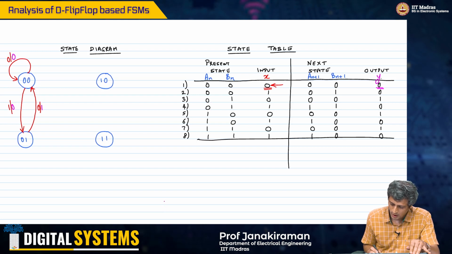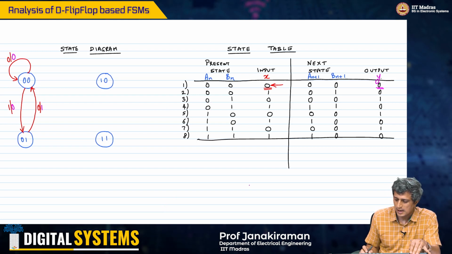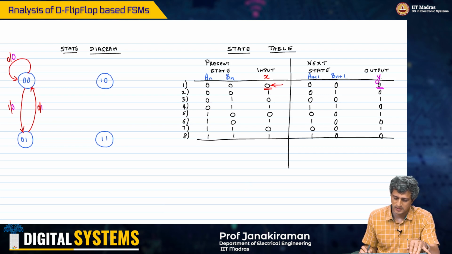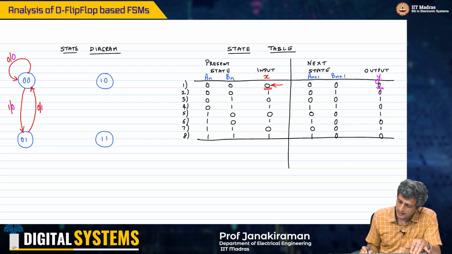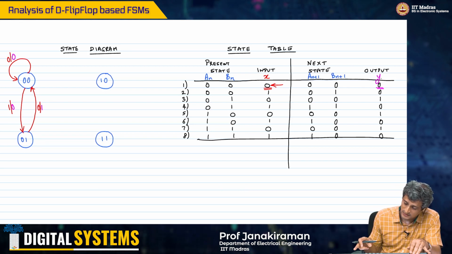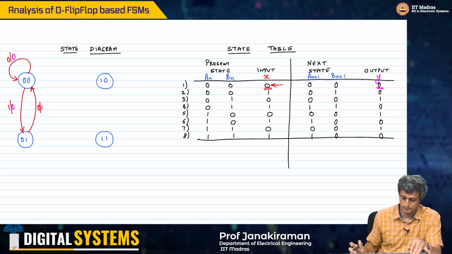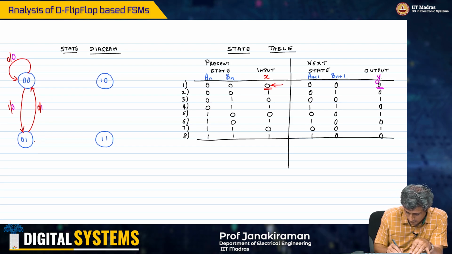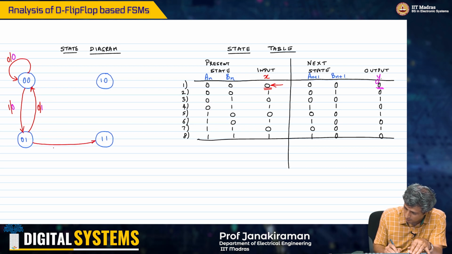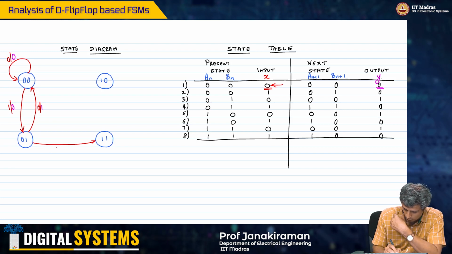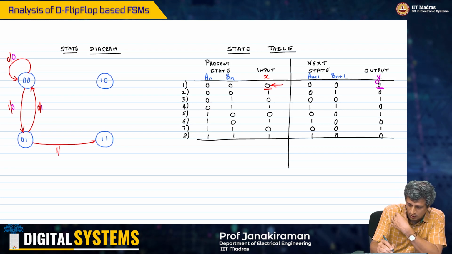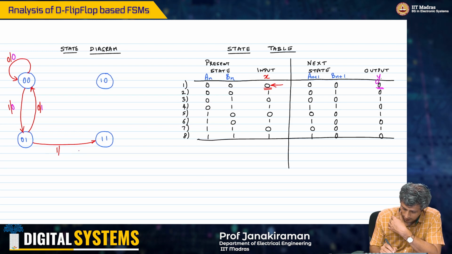Now I come to the fourth line and I am looking at the present state of 0 1, and if the input is a 1, then I go to the next state of 1 1. So this is my 1 1 state for the fourth case, and the input is 1 and the output is going to be a 0.